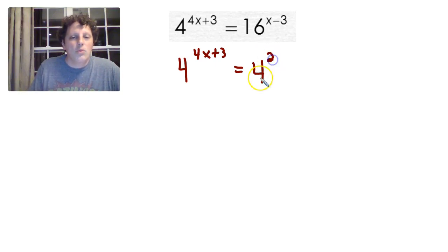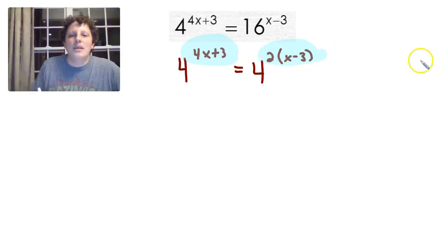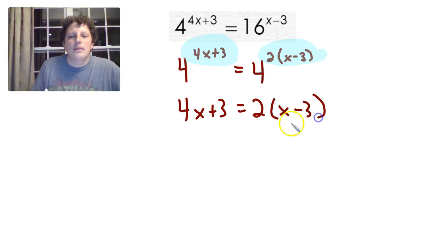Now, when you change this to be 4 to the second power, you still are raising that to this x minus 3. And the way that you handle that is you put parentheses and say that the new exponent is 2 times x minus 3. Now my bases are the same. I can take these exponents and set them equal to each other and solve. So I've got 4x plus 3 equals 2 parentheses x minus 3.